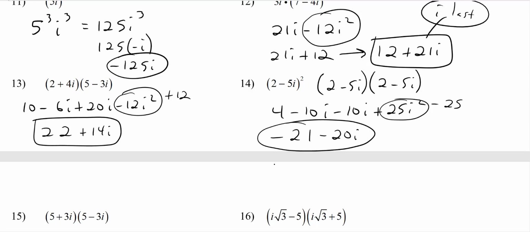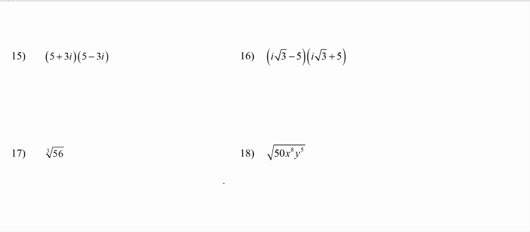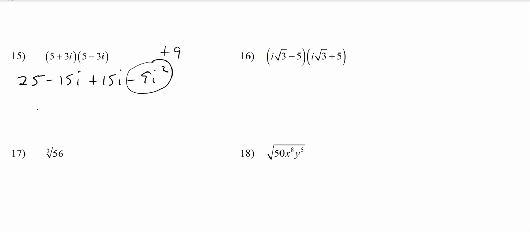Okay, on to the next page. 2 more problems with I in it. Again, let's do FOIL. So 5 times 5 is 25. 5 times negative 3i is negative 15i. 3i times 5 is plus 15i. And 3i times negative 3i is negative 9i squared. So remember, that's going to change to plus 9. 25 plus 9 is 34. And then these cancel because negative 15 plus 15 is 0. So the answer is just 34.